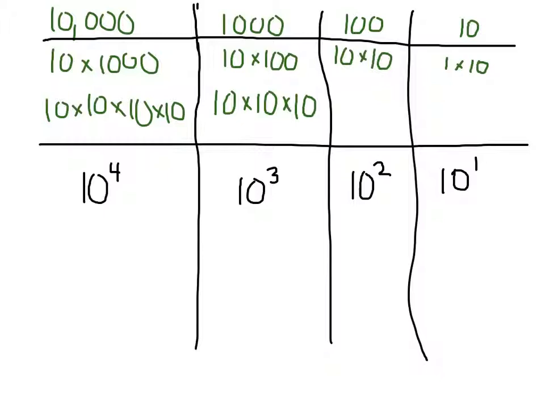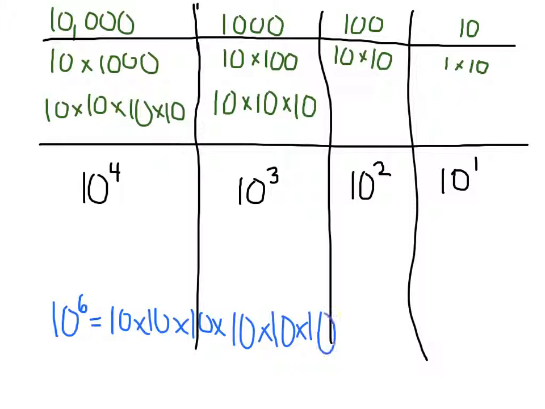You can follow that pattern and guess that 10 to the sixth power is 10 times 10 times 10 times 10 times 10 times 10, or a 1 with 1, 2, 3, 4, 5, 6 zeros, or a million.